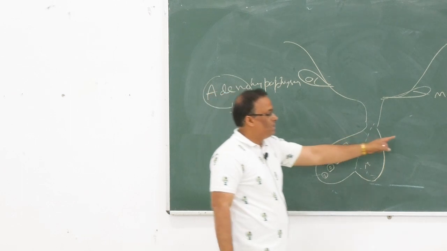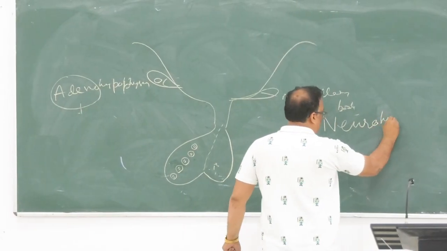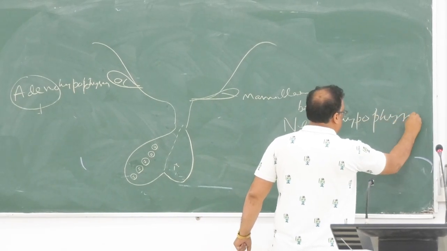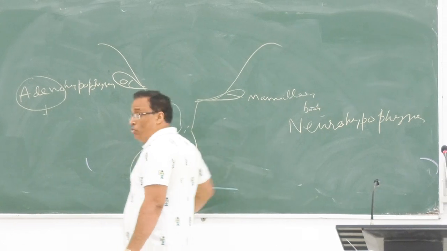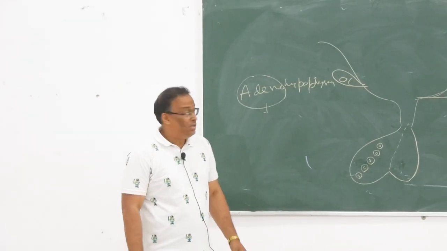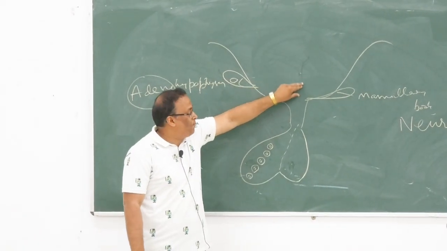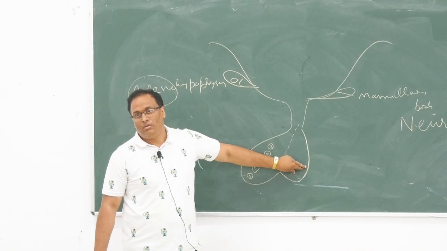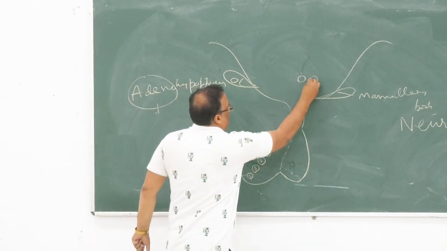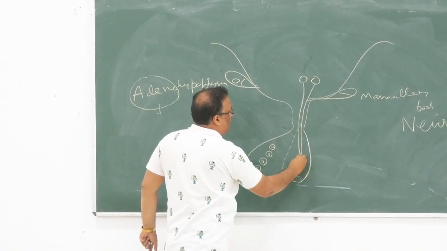And this is called neurohypophysis. Neuro means nerve. It means this hypothalamus extension is a part of the posterior pituitary. So here a cell body may come like that, and this is a neuronal part.